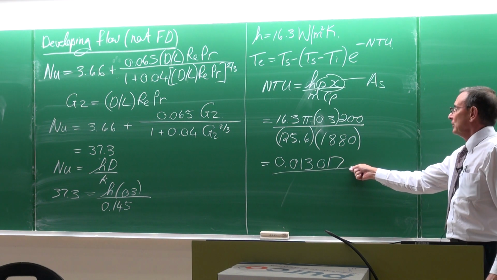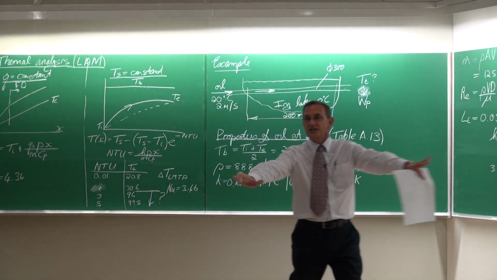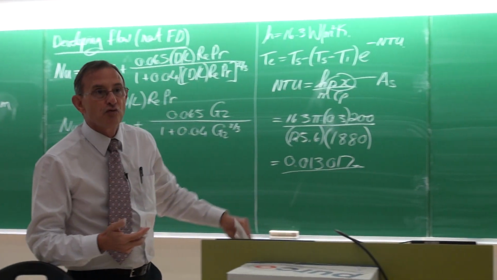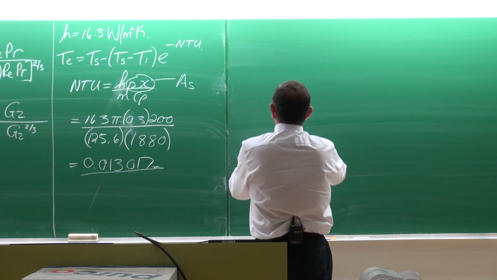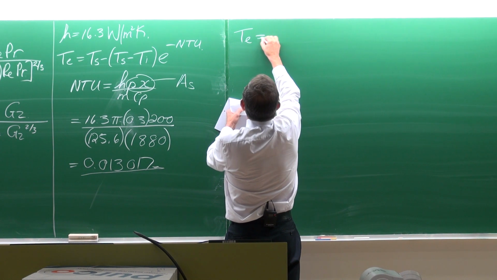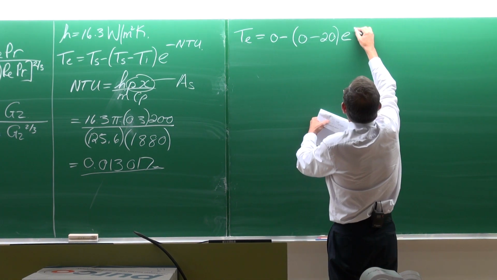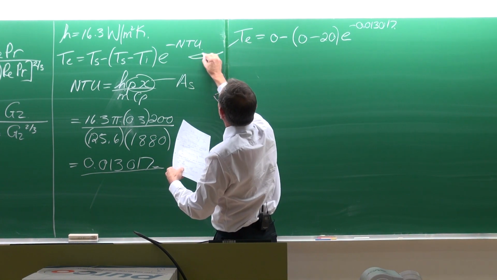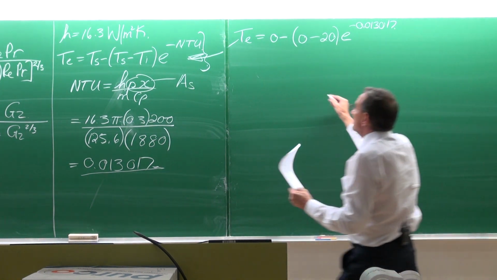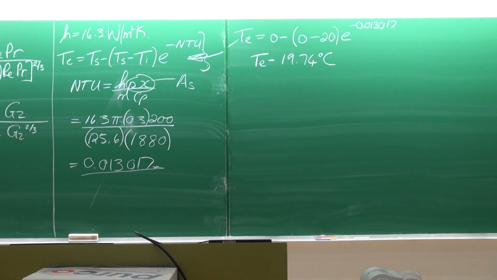What can we learn from this NTU value? If the NTU is low, then there's almost no heat transfer. The temperature is not going to move. And that's the reason why I've selected to get my properties at 20. So if you go and calculate the outlet temperature now, it is equal to the surface temperature, 0, minus 20, e to the minus NTU, 0.013017. This equation is that equation there that I'm just implementing now. Then you can calculate the outlet temperature of the oil as 19.74 degrees Celsius. So the oil temperature is not really going to change over 200 meters.